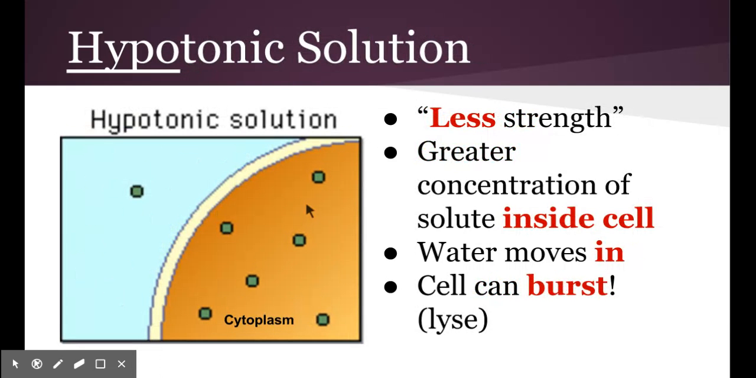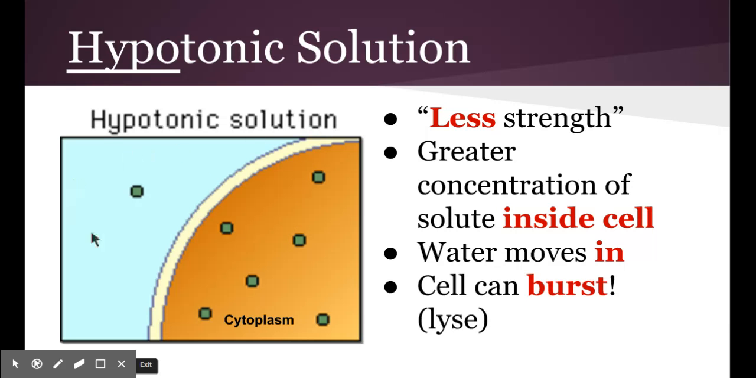Our last one is called a hypotonic solution. In a hypotonic solution, this is the exact opposite of your hypertonic. In this instance, the cell has more solute. It's got more stuff dissolved in its cytoplasm than the solution outside of the cell. Water is always going to move to dilute, so water moves in the direction of greater solute concentration. In this case, we have more solute inside our cell, so water is going to move into the cell. This means that our cell is going to get bigger and bigger.